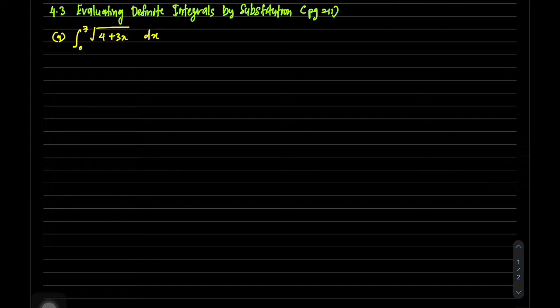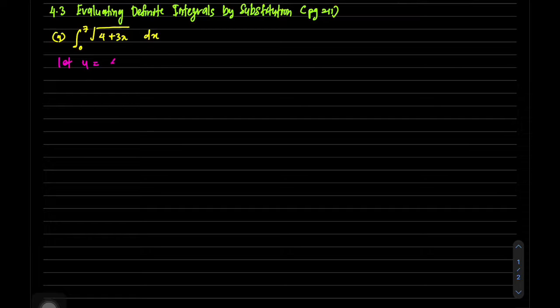Okay, you can turn to page 211 from your book. To this example, square root of 4 plus 3x with the limit of 0 until 7. So in this question, we cannot integrate directly, so we apply the method of integration by substitution that we have learned in the last subtopic.